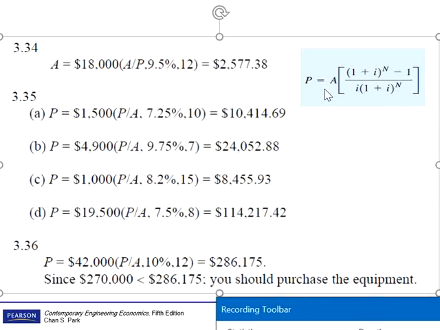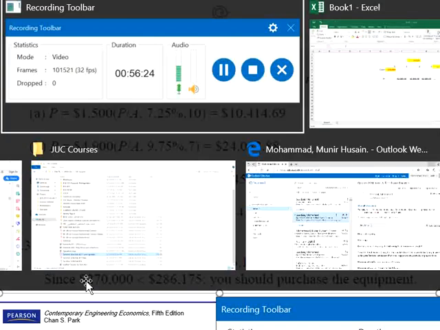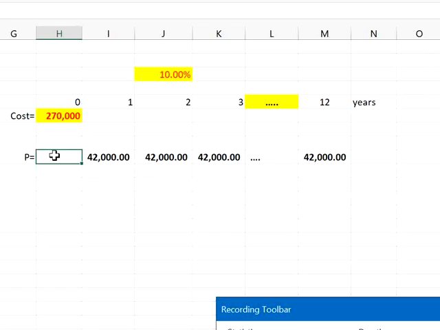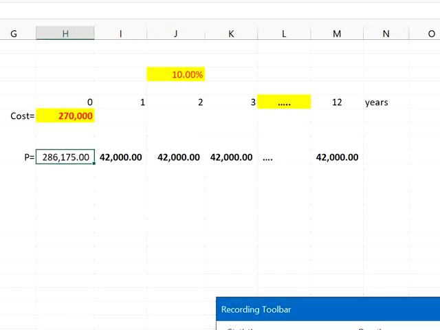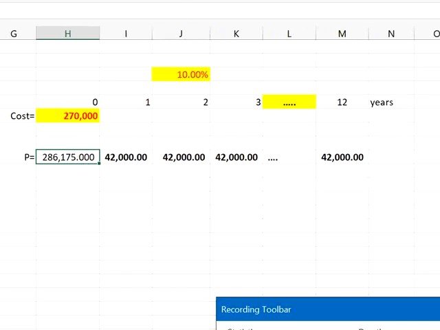P equals A times this amount. So we calculate it and we find out it is 286,175. So basically it is 286,000, right? 86,175. Let's just make it round, right?